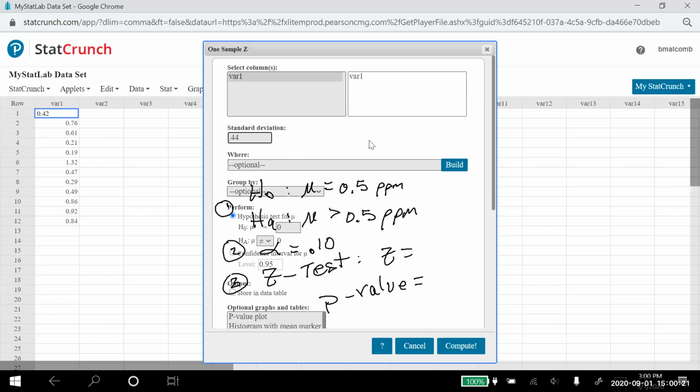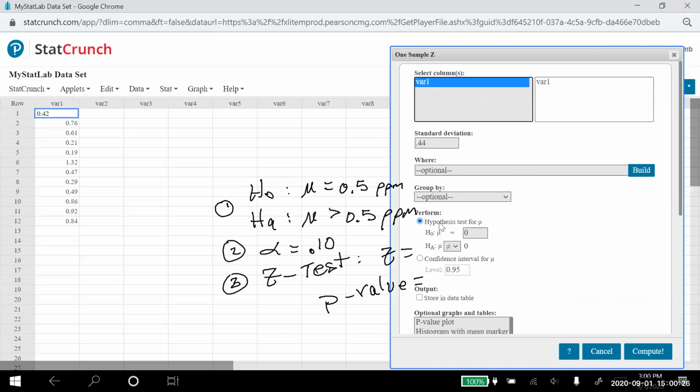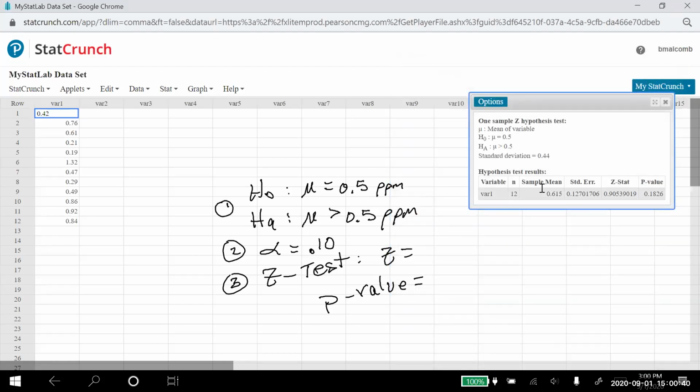And a hypothesis test. Let me move this over so we can see it a little bit better. Hypothesis test. What was mu? Oh, it was 0.5 versus mu is greater than 0.5. So now I just go ahead and compute, and it gives me the z value and the p value. So my z value this time, 0.905. My p value, 0.1826. All right, let's enter those in.